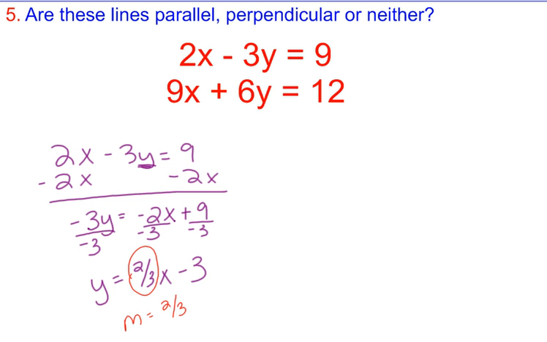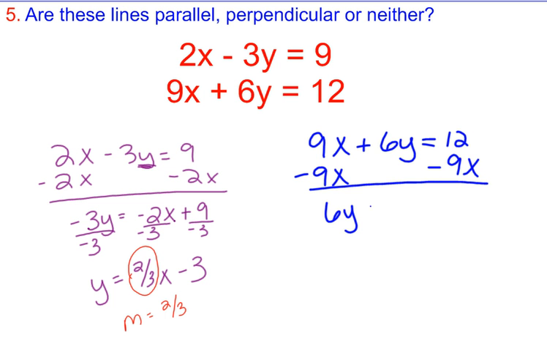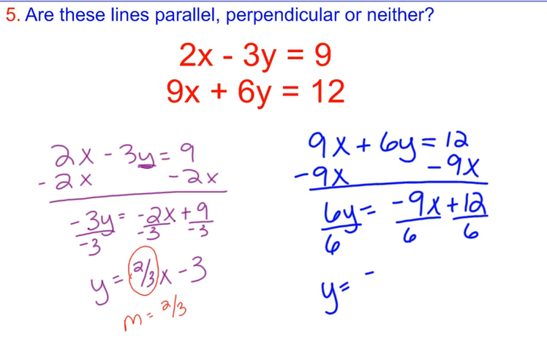So now to look at the last line, I have 9x plus 6y equals 12. So I'm going to subtract 9x from both sides. 6y equals negative 9x plus 12. I then divide all three terms by 6. So I have y equals negative, if I reduce 9/6, I'd get 3/2. y equals negative 3/2 x plus 2. Again, I'm just using this line for its slope. Its slope is negative 3/2.